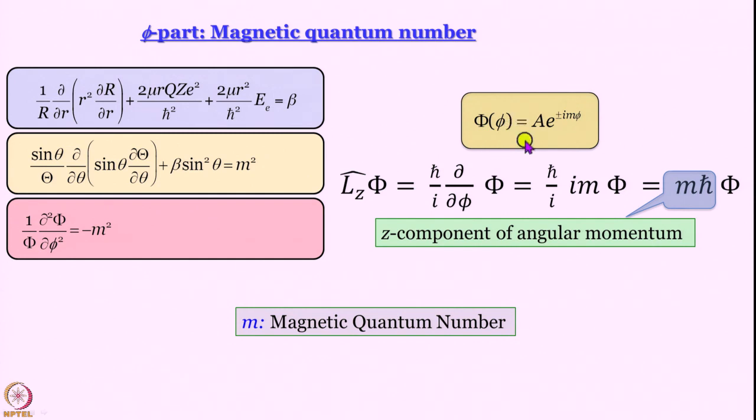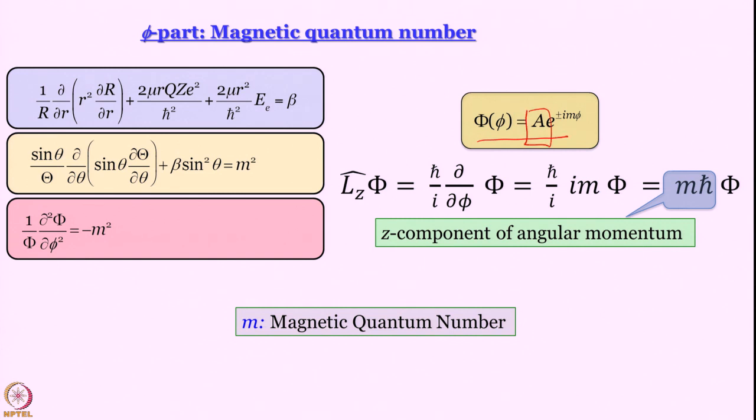Capital phi is a e to the power i m phi. One thing I forgot, and you should be able to do yourself: can you normalize this? Can you try to find out what the value of a will be? That is something that I completely forgot to do. Sorry about that. Just remember something. When you try to normalize, you have to integrate between the limits of phi, and the limits of phi are 0 and 2 pi. Maybe I just do it here. It's a little bit of digression, but let's do it anyway.